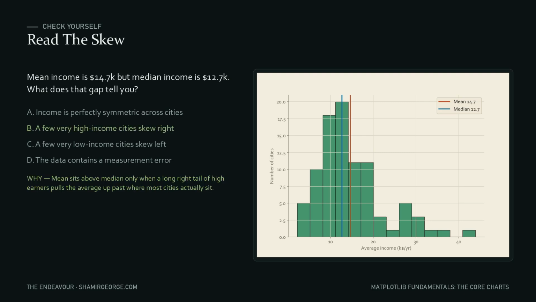It's the right skew, yes. A small number of unusually wealthy cities pull the mean upward, while most cities sit bunched together lower down. The median ignores those outliers and reports where the typical city actually sits, which is exactly why, for skewed data like income, the median is the more honest number to lead with.